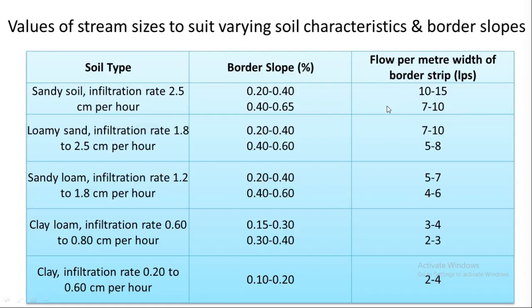Now these are the values of stream sizes to suit varying soil characteristics and border slopes. For sandy soil, high value of discharge is permitted, 10 to 15 liters per second. Whereas in case of clay soil, the flow per meter width of border strip is 2 to 4 lps.